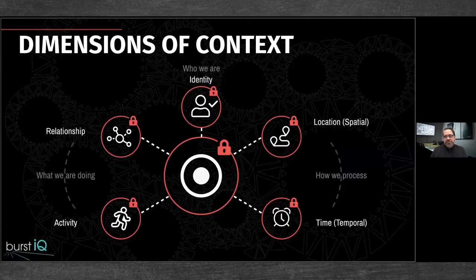So dimensions of context. A lot of times in traditional data-oriented systems, we're really just concerned about what is the value of a piece of data. But when you start putting data in context, you not only have to deal with the value of the data, you have to deal with the identity of who that data belongs to or what that data represents, as well as spatial and temporal dimensions, or time and location dimensions, which become very important, particularly as you're collecting data over time and over a number of locations.